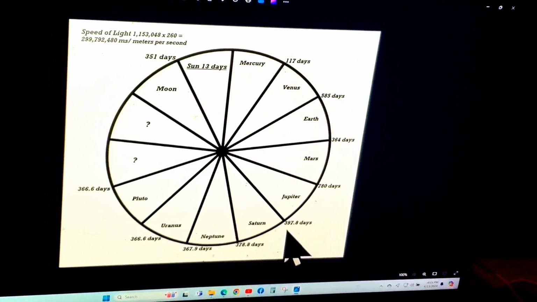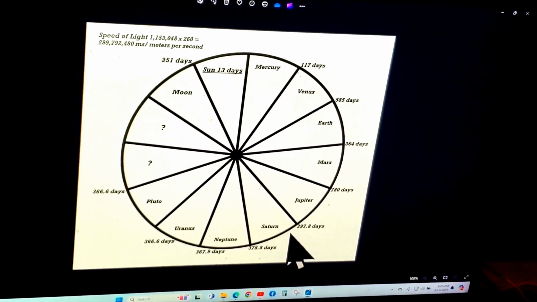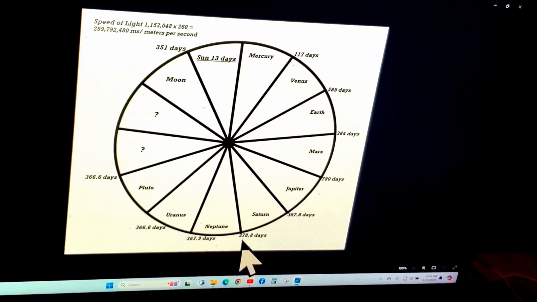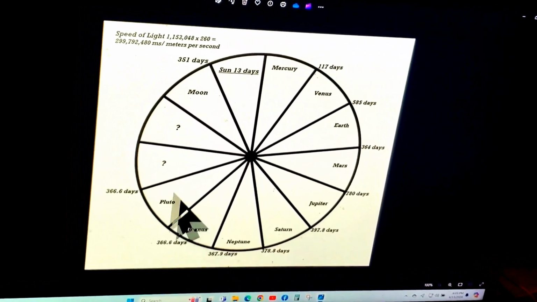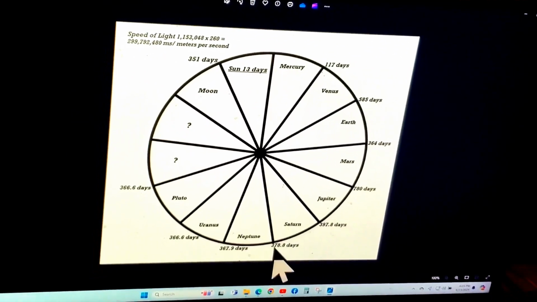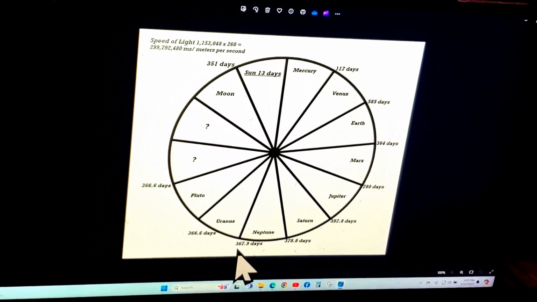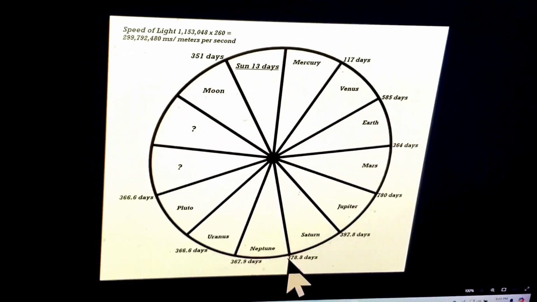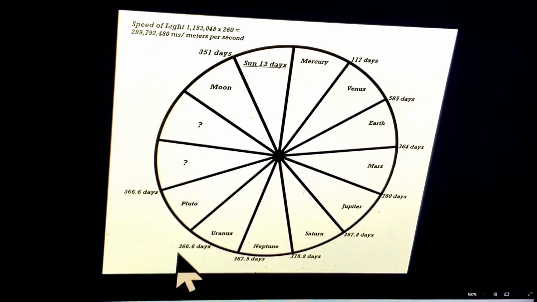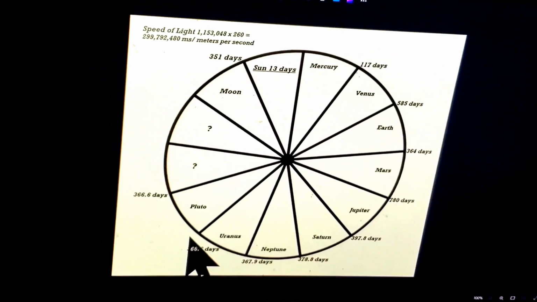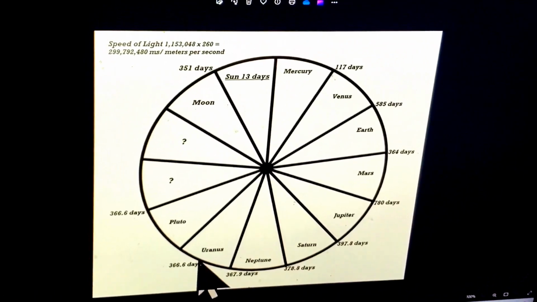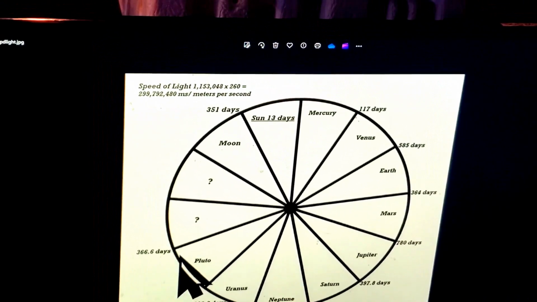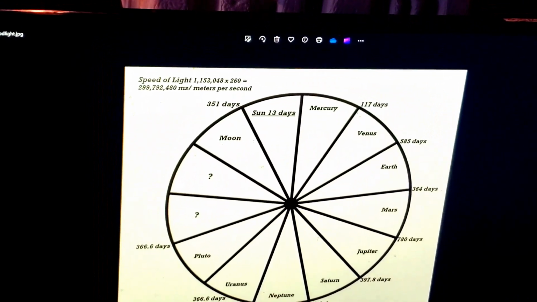Jupiter, 397.8 days, and then it's back to itself. Saturn, 378.8 days, and you go up, and Saturn will go all the way back to itself. Neptune, 367.9 days, and it comes back to itself. Uranus, 366.6 days, and it'll go all the way back to itself. Pluto, 366.6 days, and you go all the way around, and it comes back to itself.